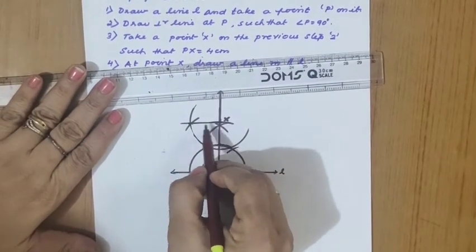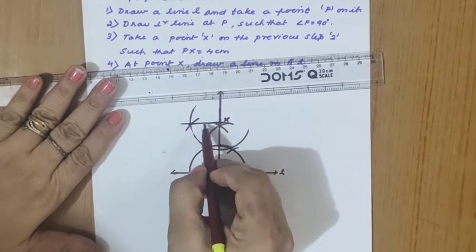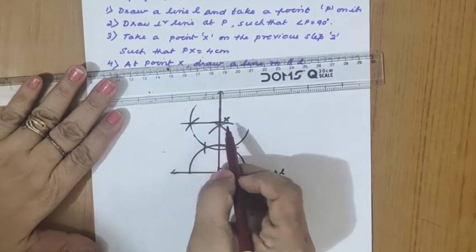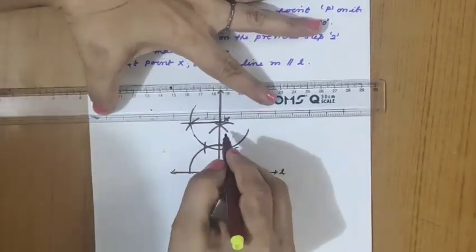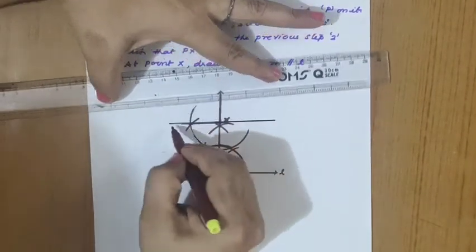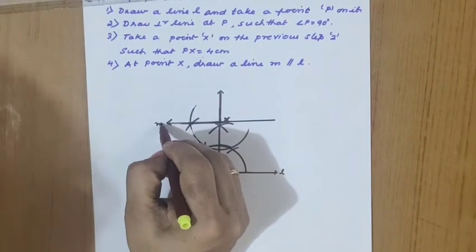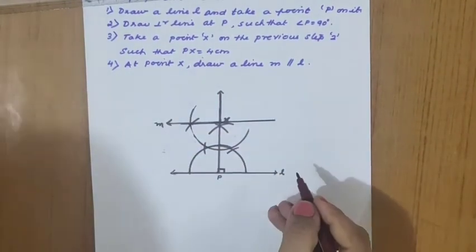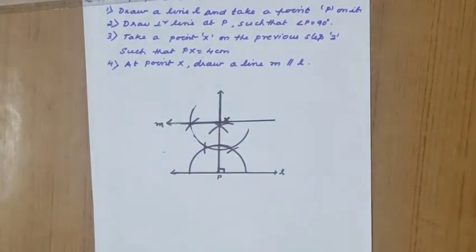Through x. Now first we will cut, the cutting arc will be joined by x. Again we extend it. That is our line M parallel to L. Okay, so the steps of construction.